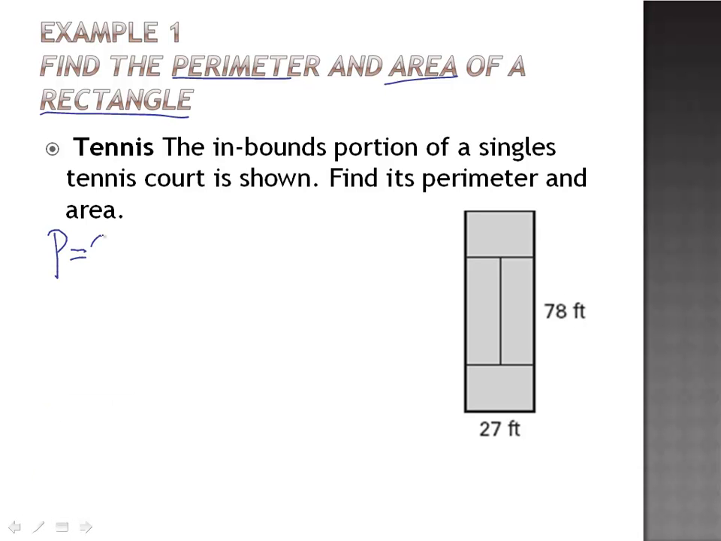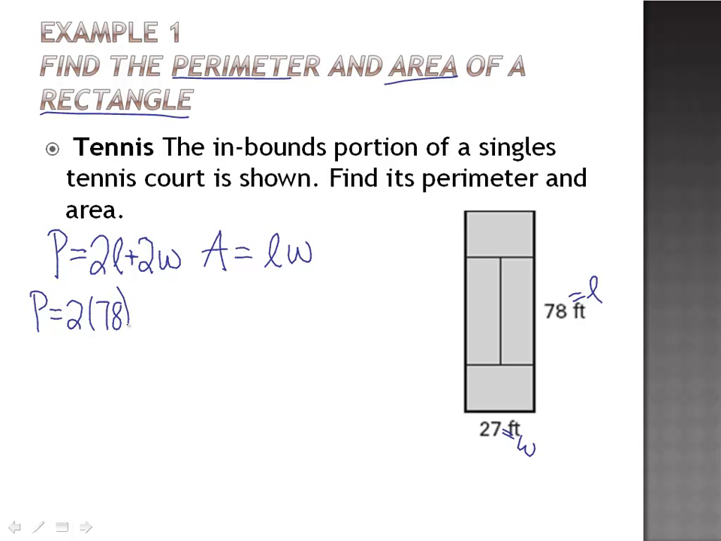My perimeter is 2 times the length plus 2 times the width. My area is length times width. So tennis, the inbounds portion of a singles tennis court is shown. Find its perimeter and area. So looking at our picture here, this is our length, this is our width. So let's just plug them into our formulas. So the perimeter equals 2 times 78 plus 2 times 27. Your area is 78 times 27. And these are both feet.